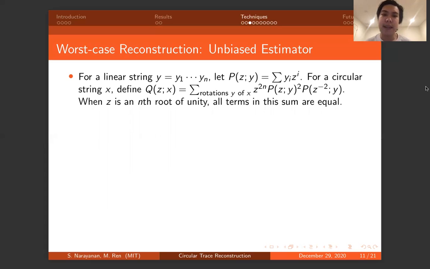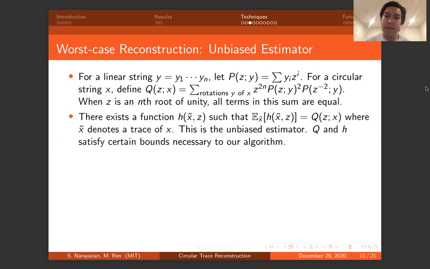Notably, when z is an nth root of unity, every term in this sum is equal. The way to see this is that if z is an nth root of unity, and you shift y over by 1 bit, then p of zy squared will multiply by z squared, and p of 1 over z squared y will divide by z squared. So the expression remains unchanged.